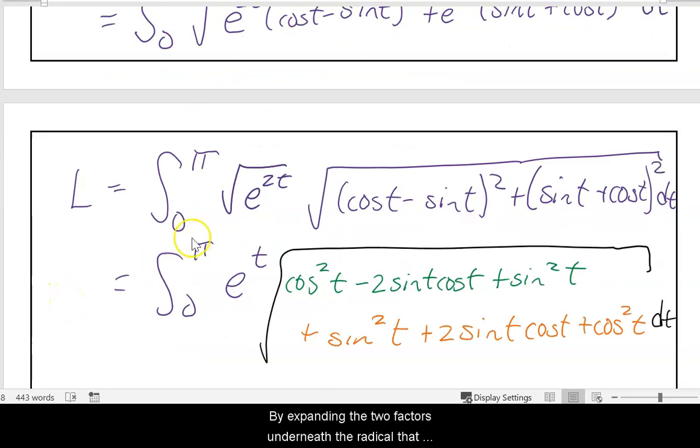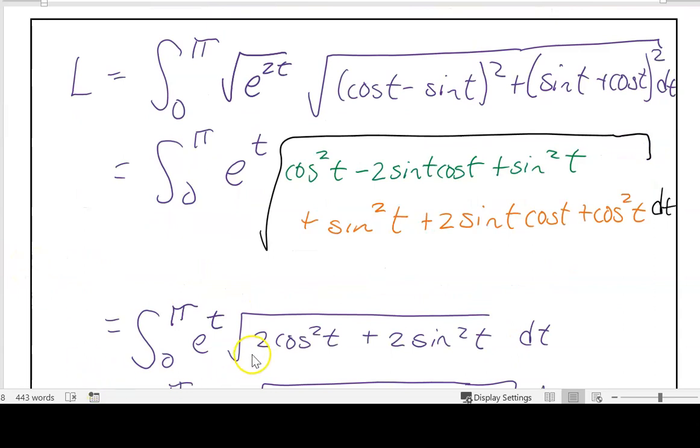By expanding the two factors underneath the radical that are being squared, I can square out the first one, which is here in green, and the second here in orange. Notice that this will give me 2 cosine squared of t, 2 sine squared of t, and the 2 sine t cosine t terms will cancel. That leads to the following, that I have 2 cosine squared t plus 2 sine squared t.